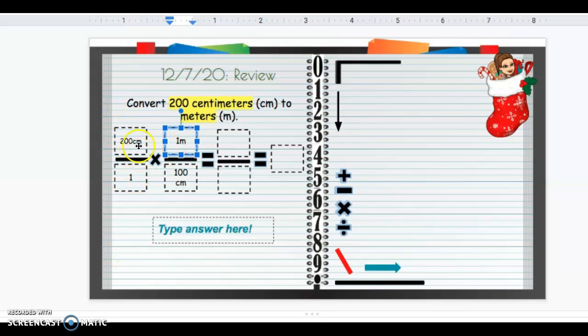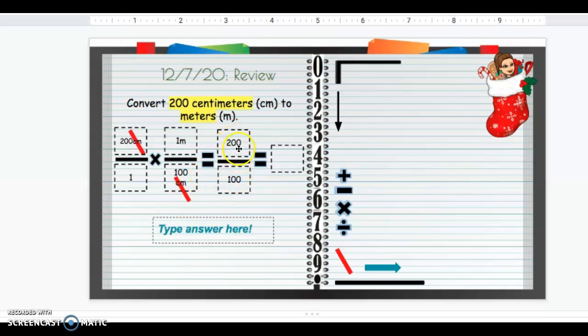And this is the fraction of what we know from the problem. So we cross off our centimeters, and we sit here and say, okay, 200 over 100, because 200 times 1 is 200, 1 times 100 is 100. And this is an easy conversion.